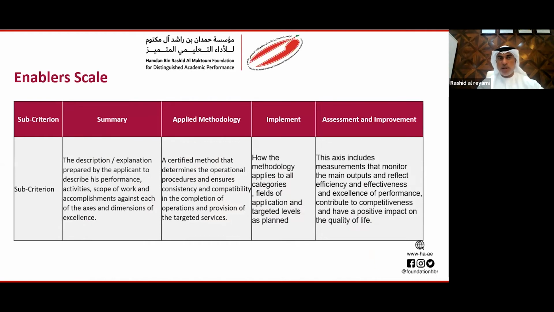On this summary, where it is written summary, I will take the elements of number 7, 1, 2, 3, 4, which has 4 elements, and I will write a summary of it. That summary contains 150 words only. How do we judge that and how do we look at that? We look at the applied methodology, then we look at implementation, then we look at the assessment and improvement.